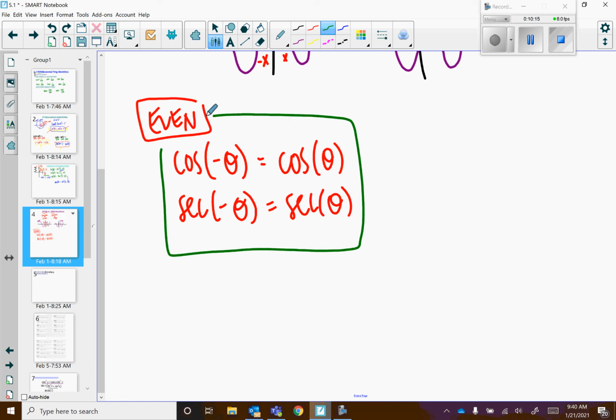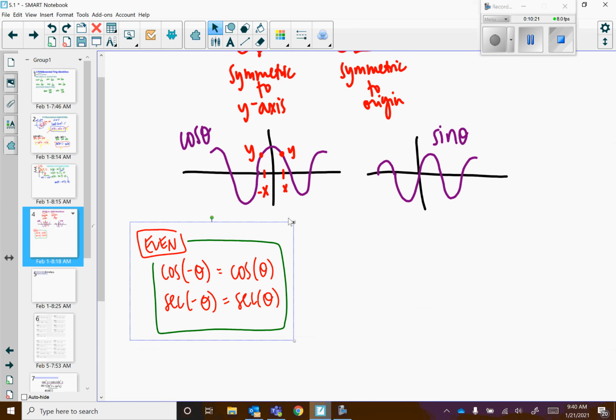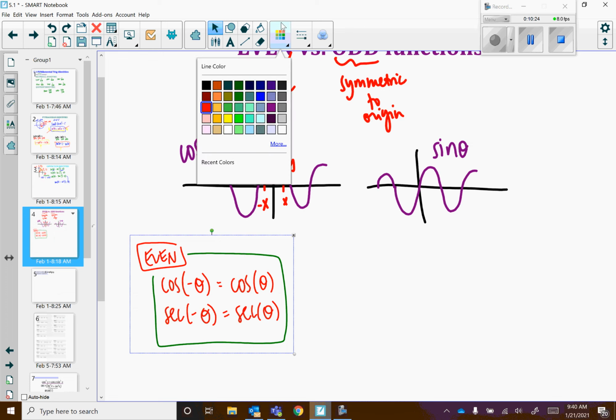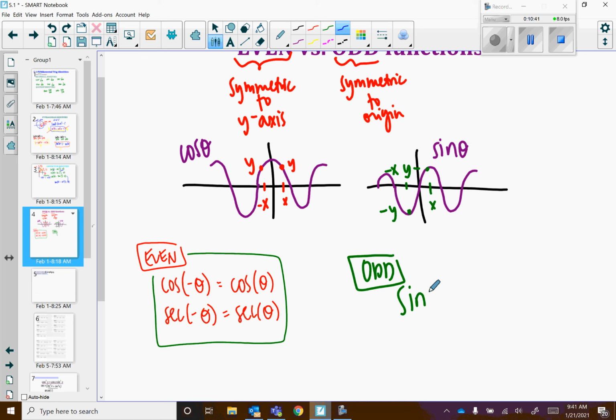My two even functions. Sine then is odd, which if I look at my graph and consider what that means, I am seeing that when I plug in this x value, I get out this y up here. And if I plug in the opposite of that x value, I'm getting the opposite y value. So to be odd means sine of negative theta is equal to negative sine of theta.